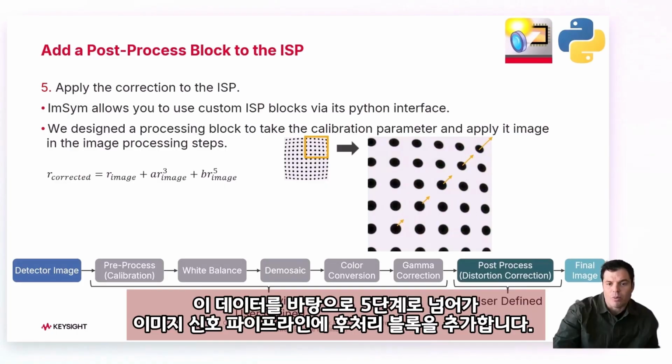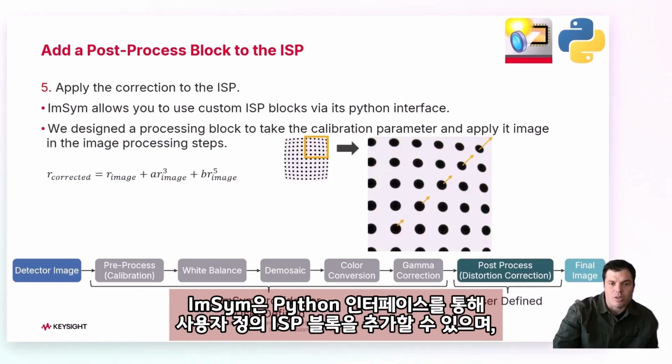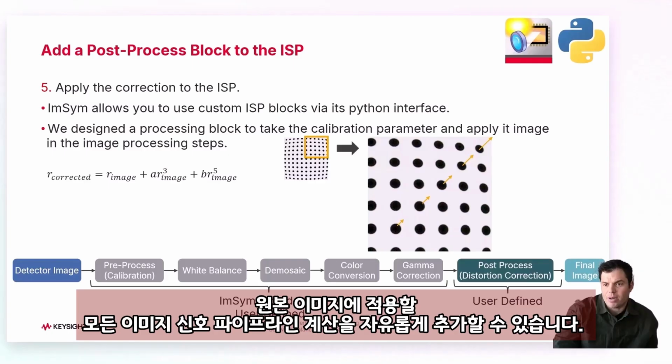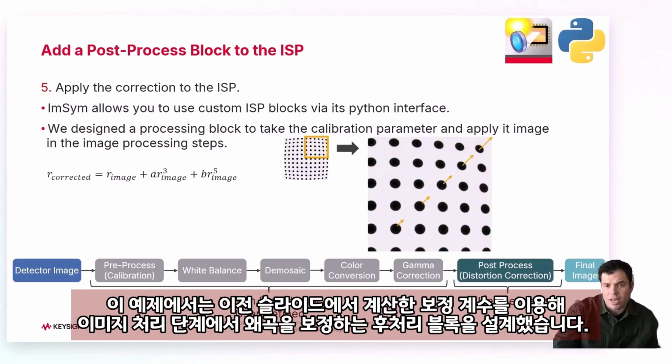With this data, we proceed to step 5 and add a post-processing block to the image signal pipeline. ImSym allows you to use a custom ISP block via its Python interface and add in any image signal pipeline calculations you wish to add to your raw image. So in this case, we've designed a post-processing block to take the calibration parameter and apply it to the image in the image processing step.